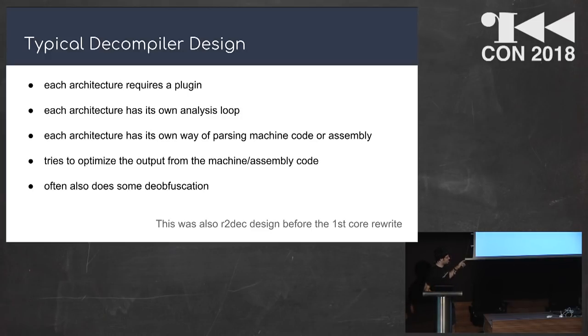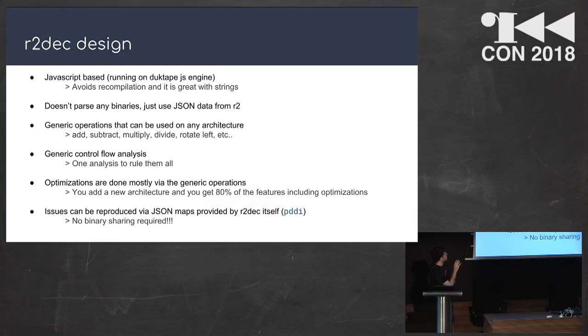This was the original implementation that I had, but later on I changed. So the new design is different. It's JavaScript based because it avoids a recompilation. So in the same session, if you have a bug, you can just patch it in the JavaScript file and rerun the command without even having to close the R2 session, and it magically will run. And it doesn't have to parse binary, so I don't care. R2 just provides me all the information, so it just works.